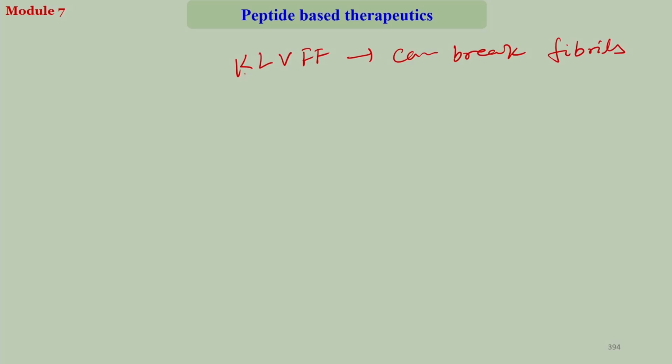So, K is lysine, L is leucine, V is valine, F is phenylalanine. Similarly, LPFFD also does the same thing. They break the fibrils, or they are inhibitors of fibril formation. L is leucine, P is proline, F is phenylalanine, D is aspartic acid. So, there are many other examples available in the literature, you can go through it.